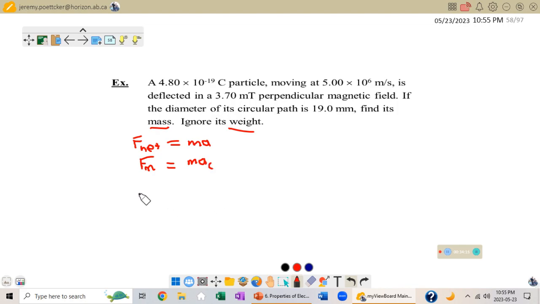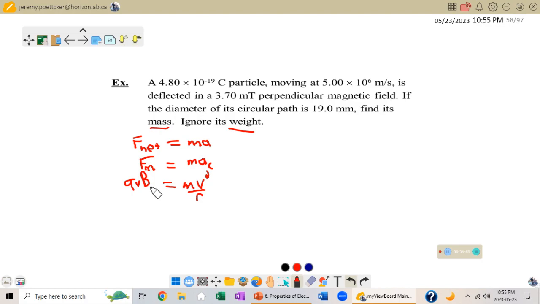Fm, there are two formulas we have, but one of them is talking about amperage and the length of a line. That's not the one we want, so we are going to use QVB, and this is going to be mass times centripetal acceleration, which is V squared over R.